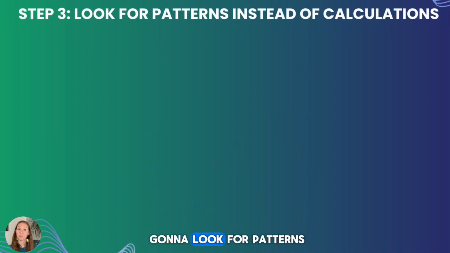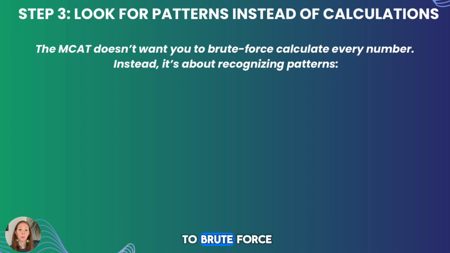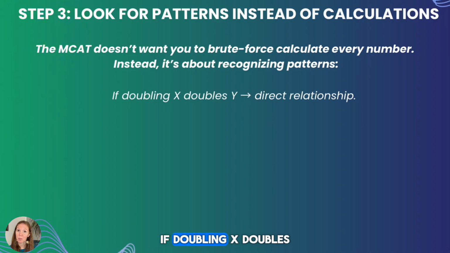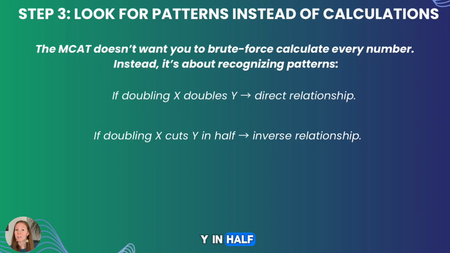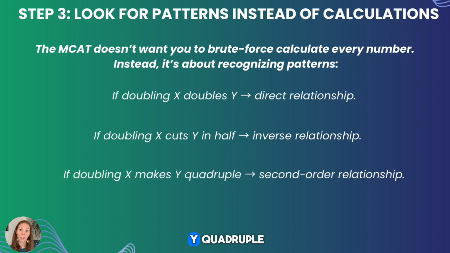Step 3, now you're going to look for patterns instead of doing calculation. MCAT doesn't want you to brute force calculate every number. Instead, it's about recognizing patterns. If doubling X doubles Y, it's a direct relationship. If doubling X cuts Y in half, it's an inverse relationship. If doubling X makes Y quadruple, second order relationship. These shortcuts save huge amounts of time and they really help you see the big picture.